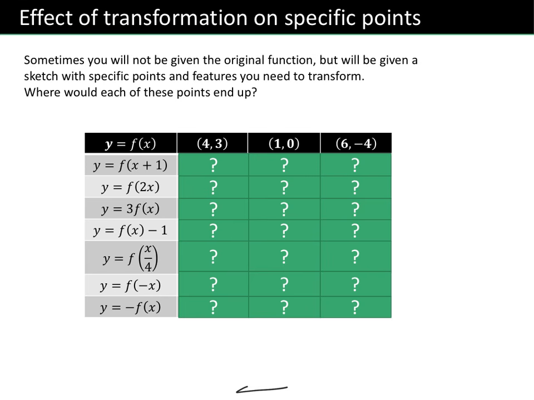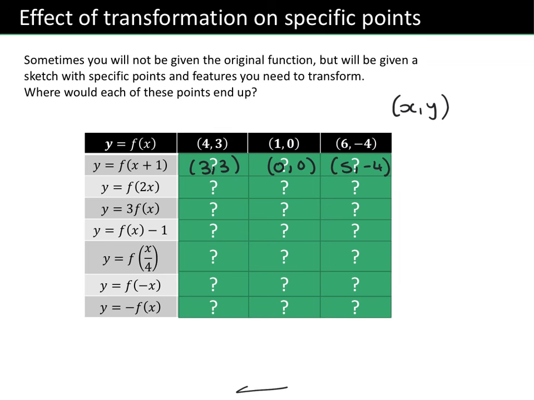But really, these two should be on the same point still. Is it inside or outside the bracket? Who does it affect? We do the opposite. So what we're actually going to do, minus 1 from x. So on the first coordinate, it's 4, 3. Our x is always that one. So this is now going to become 3, 3. The next one's going to become 0, 0. The next one's going to become 5, negative 4.